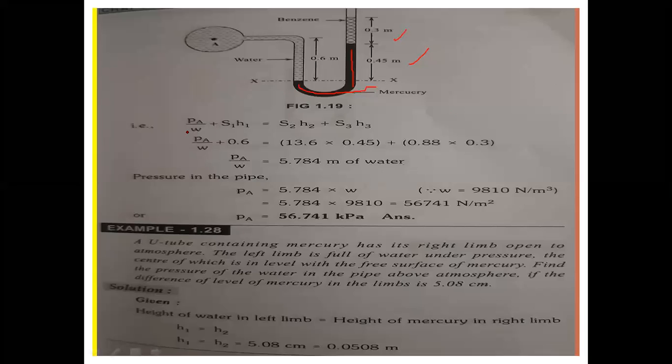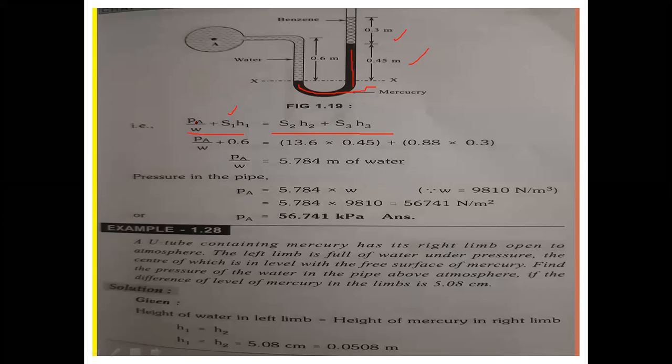Now applying the same formula, PA by W plus S1 H1. S1 H1 ఏంటి వాటర్ కాబట్టి వాటర్ ఇటు తీసుకున్నాము. S2 H2 plus S3 H3. ఇక్కడ మనకి నెగటివ్ ఏం లేదు. Why? Because the question is not mentioned as a vacuum pressure.